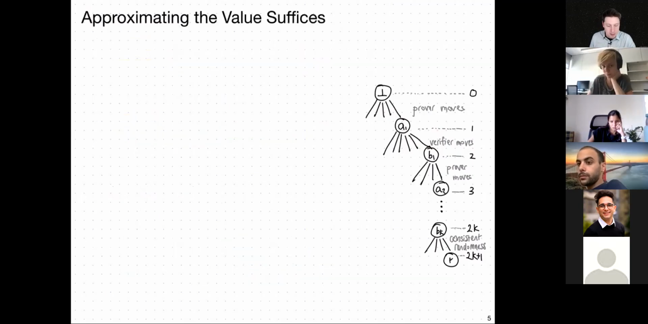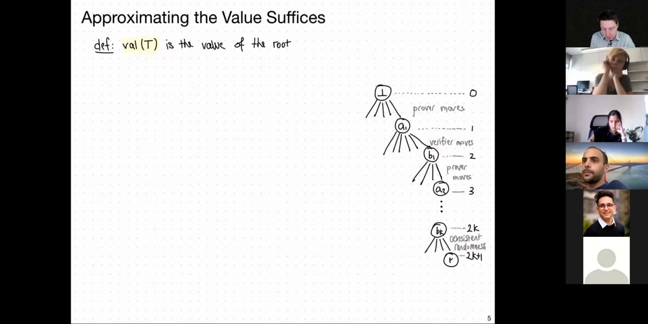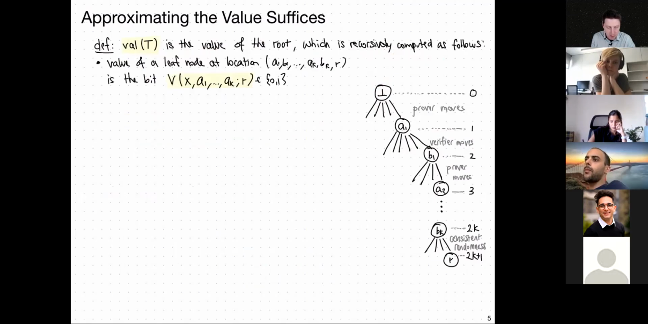Great. So one realization is that, as I'll explain, we don't really need to compute the value of the tree. It suffices to approximate it. So what is, anyways, the value of the tree? Well, the value of the tree is the value of the root over here. And it is recursively computed as follows.